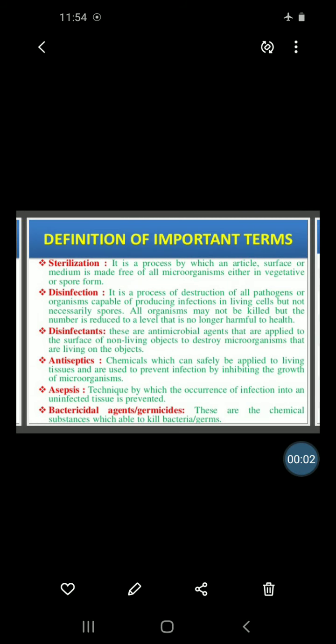Good afternoon, dear friends. In the last lecture, I discussed the different types of microscopy. Today, we will see the next point, that is sterilization. So, what is sterilization?